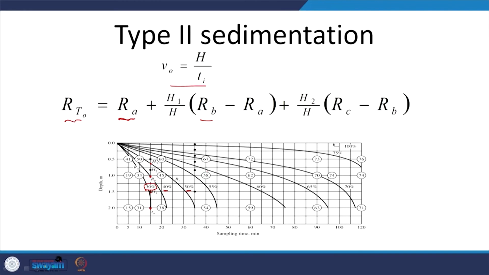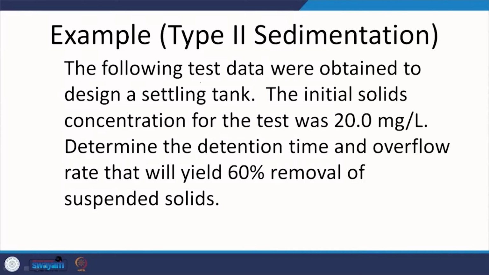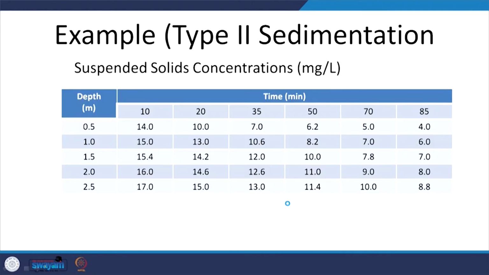Rather than just speaking out loud, let us look at the relevant data and see how to go about it. The following data were obtained to design a settling tank. Initial solids concentration was 20 milligrams per liter, and we want to determine the detention time and the overflow rate such that we will get 60% removal of the suspended solids. So, let us look at the data first here. They measured the depth at 5 levels and at different time intervals.